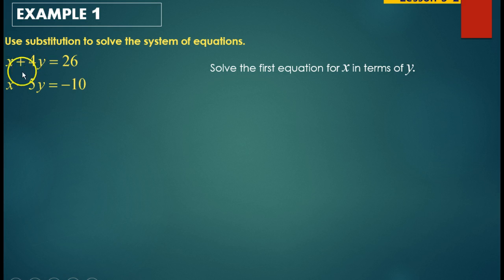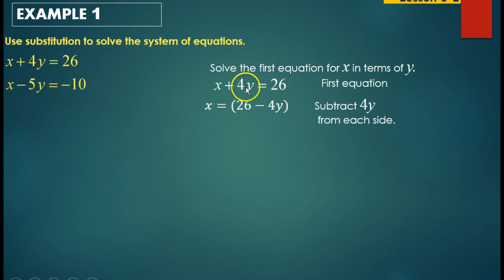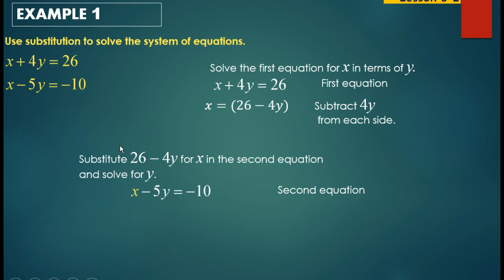When we solve for x, we're just going to move everything around by subtracting the 4y from both sides. We end up getting x equal to 26 minus that 4y. Now you'll see that I'll put it in parentheses because that reminds us we're going to substitute this parenthesis thing for x into this second equation. So we're going to copy down the second equation, x minus 5y equals negative 10 here.